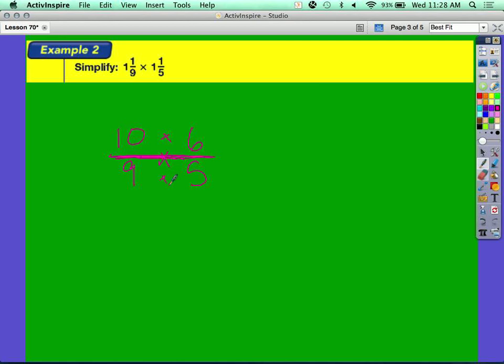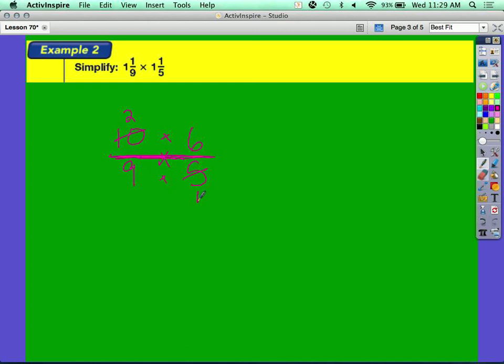I don't have a number on the top that's on the bottom, but what I do have are numbers that have common factors. Okay? So let's start with this 10. If I look on the bottom, is there a number that has the same common factor as 10? So it has to be 2 or 5. Okay? There is a 5 on bottom. So 5 goes into both 5 and 10. So 5 goes into 10 2 times. 5 goes into 5 1 time.